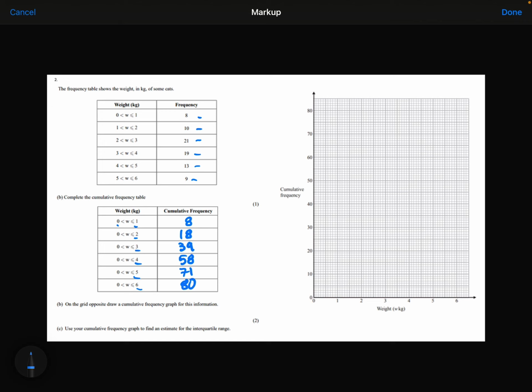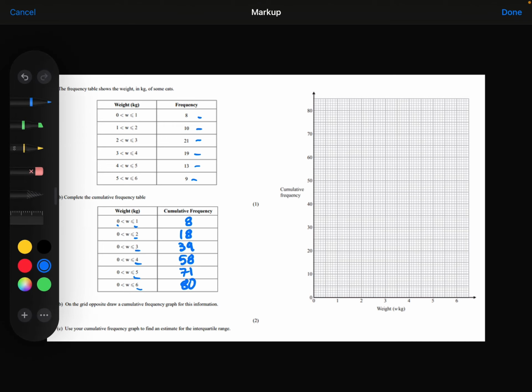Part B of this question says that we need to draw a cumulative frequency graph for this information. When we're drawing a cumulative frequency graph, we're always using the end points to plot at. So the first point I'm going to plot is 1, 8. And then 2, 18. Then 3 and 39.